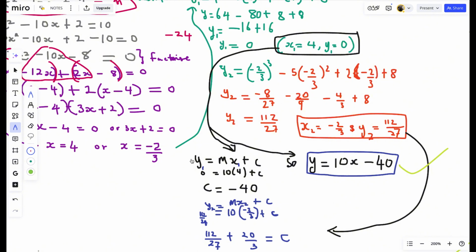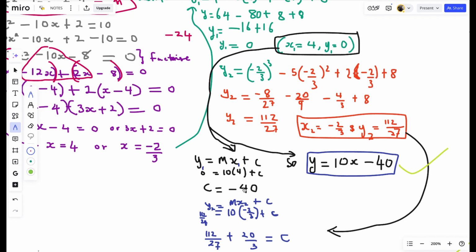So the first y, y1, is 0. Look at it here. You take the first y, you put it here, 0. You put 10 for the gradient. They've told us the gradient of the tangent is 10. X1 is 4. You take it from here, you put here, and you say plus c. So 0 equals 10 times 4, you get 40. 0 equals 40 plus c. So you move the 40 to this side, it becomes c equals negative 40.